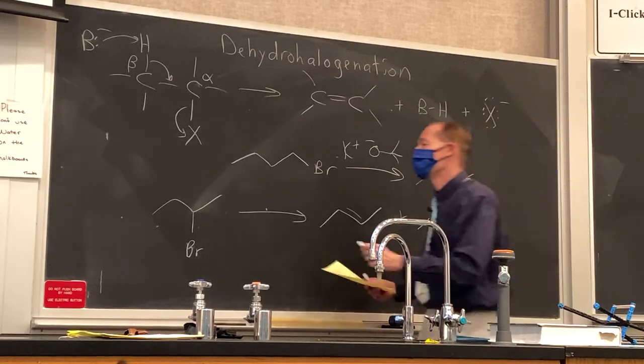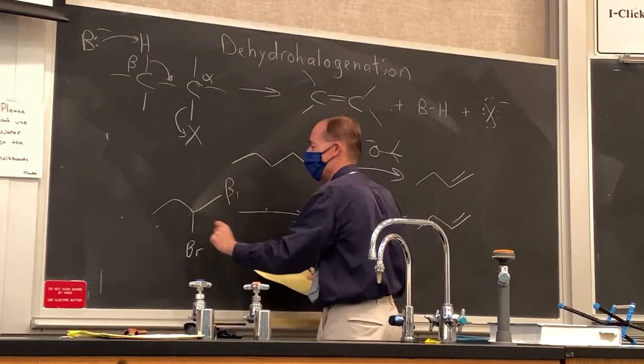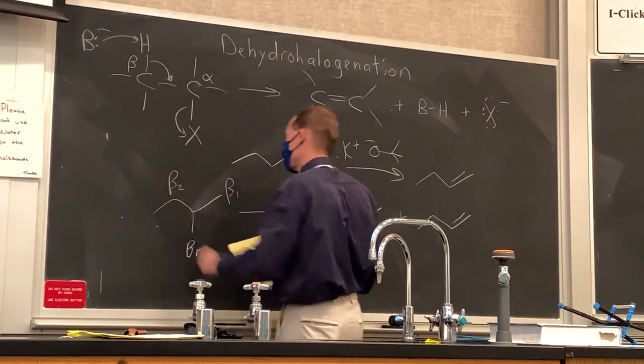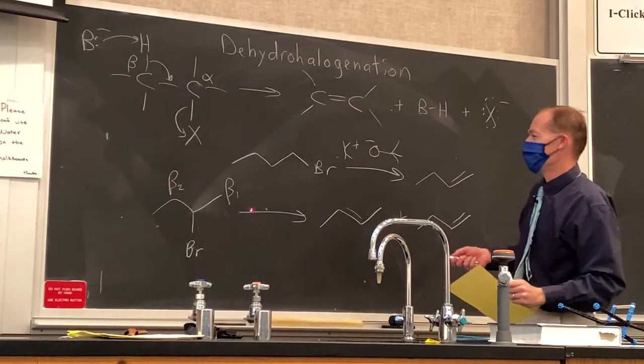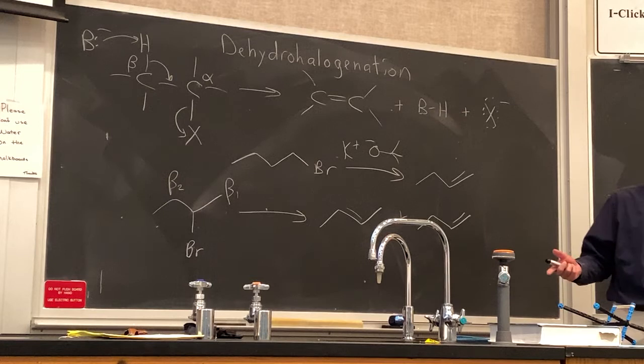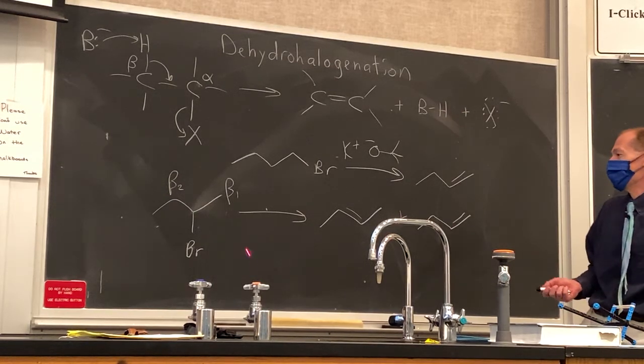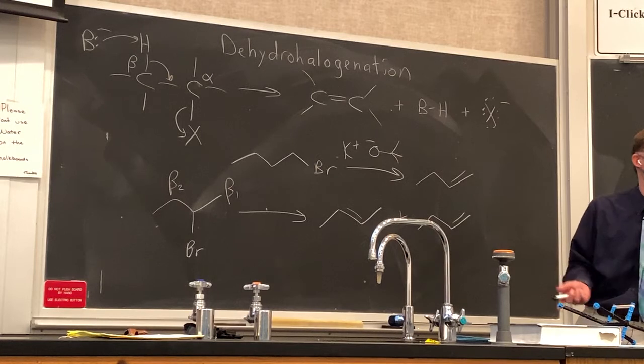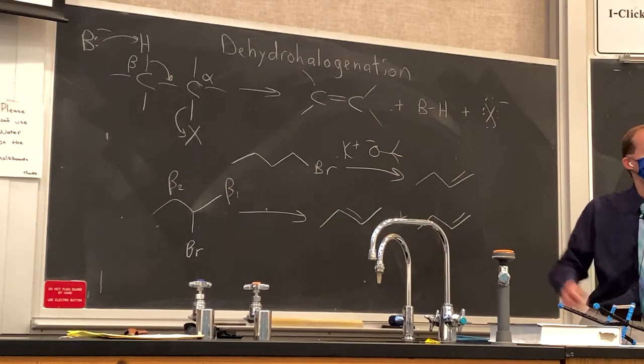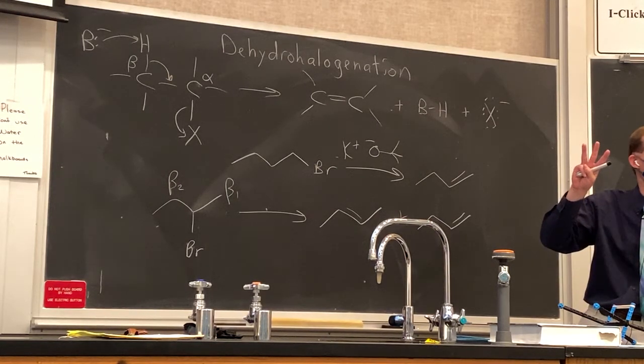And that's because we have 2 different sets of beta hydrogens. These 2 sets of beta hydrogens are not equivalent to each other. And so if we remove beta 1, we would get the one over here. If we remove beta 2, we get the one over here. But there's actually 3 products that can form.